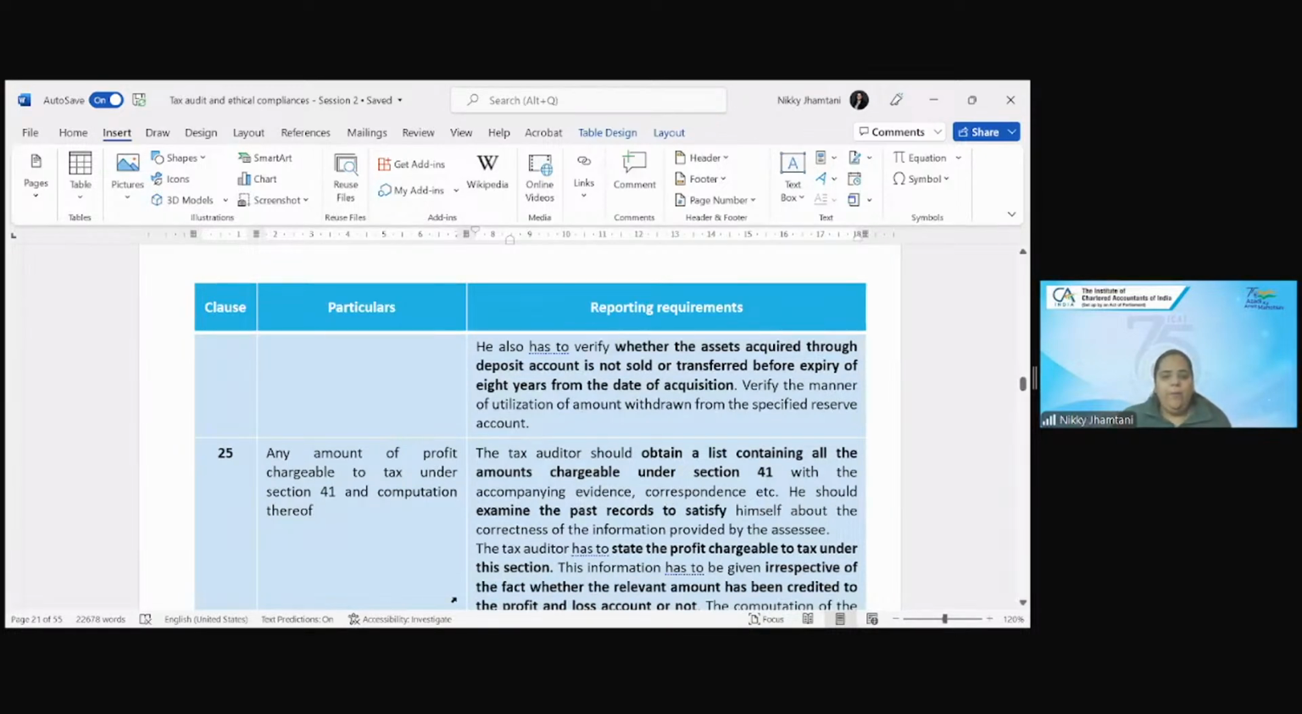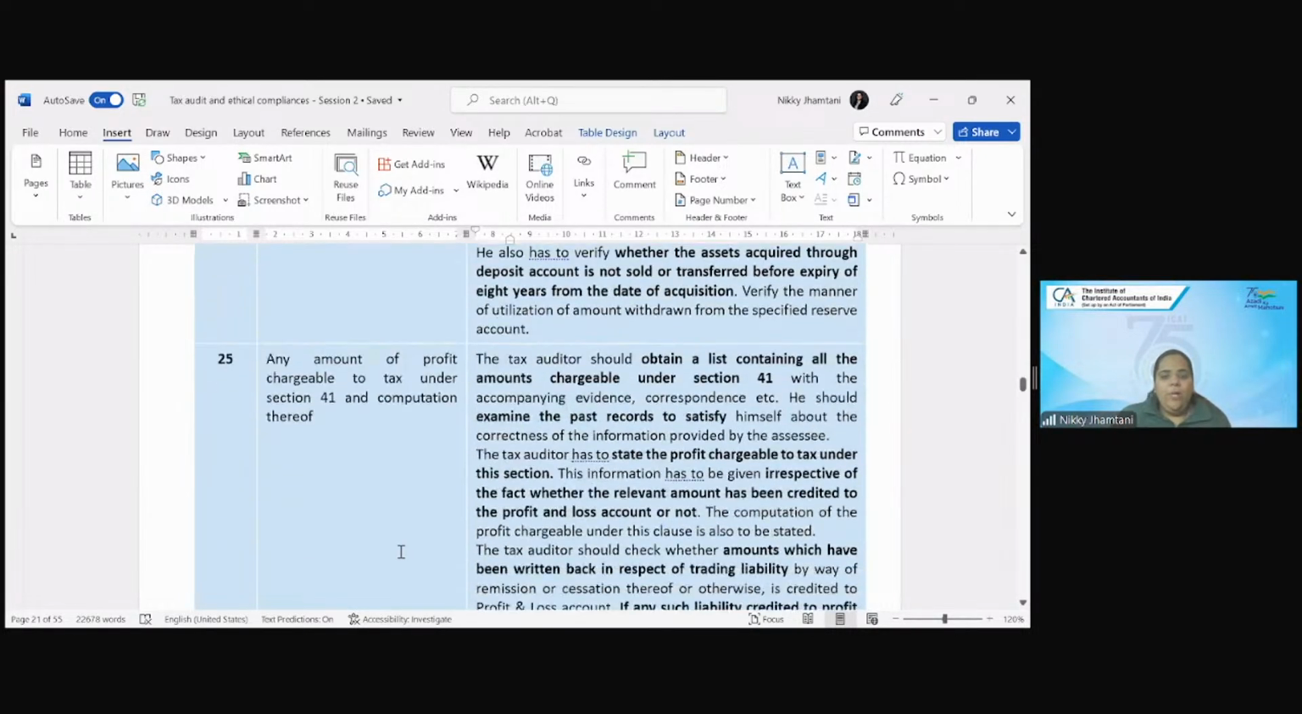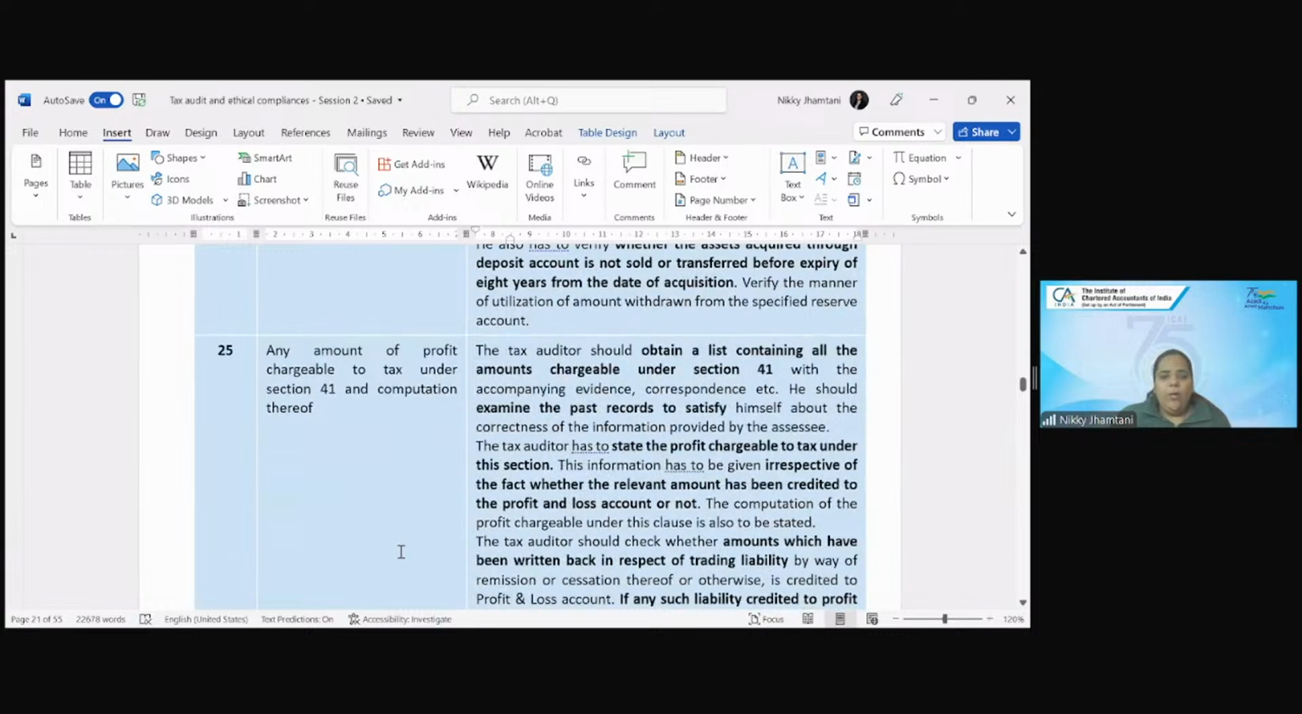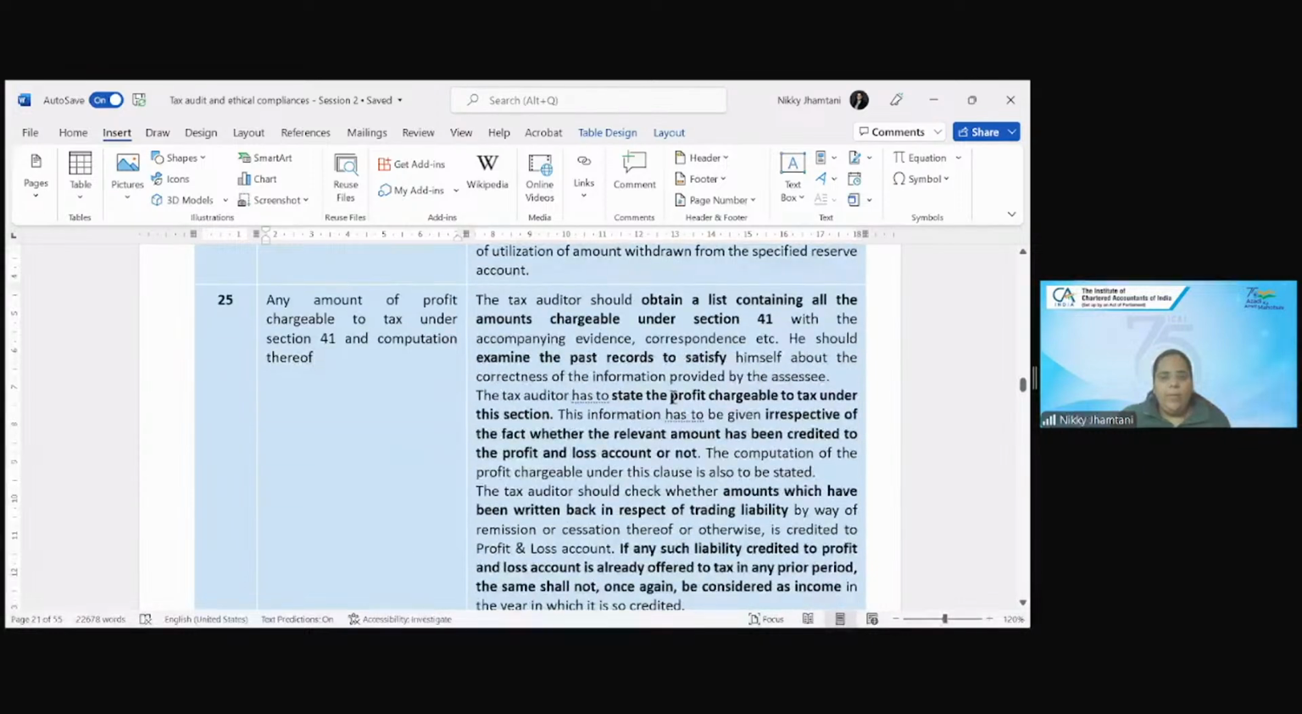Clause 25. Any amount of profit chargeable to tax under section 41 and computation thereof. The tax auditor should obtain a list containing all the amounts chargeable under section 41 with the accompanying evidence, correspondence, etc. He should examine the past records to satisfy himself about the correctness of the information provided by the assessee. The tax auditor has to state the profit chargeable to tax under this section.